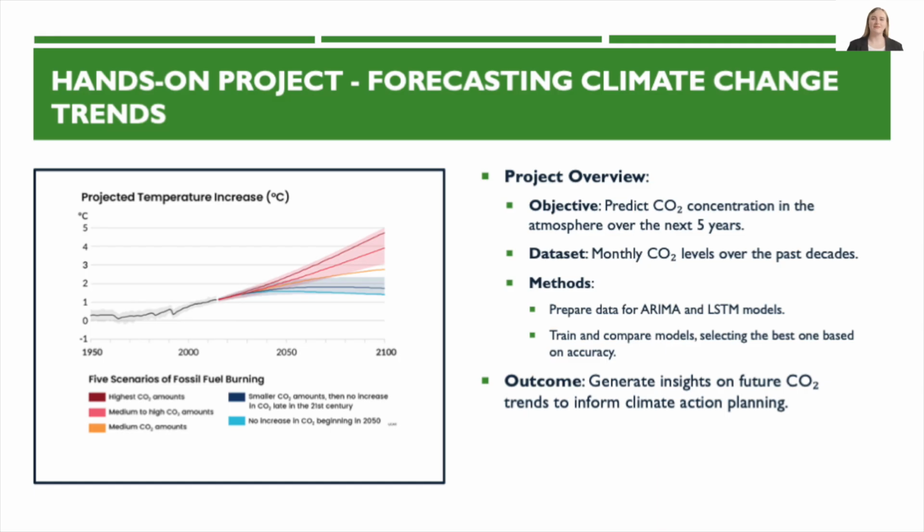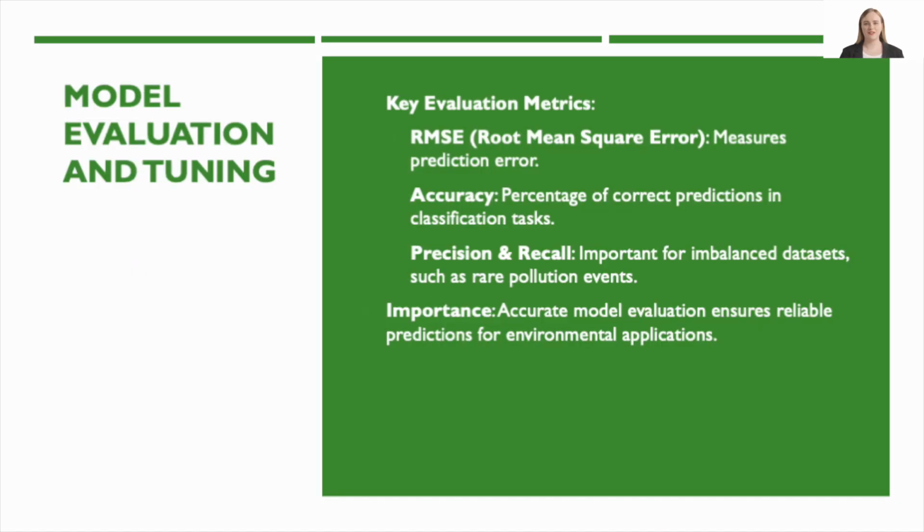By the end, this project will give us insights into how CO2 levels might change in the coming years, which is valuable for climate action planning. Model evaluation and tuning. Once we've trained our models, we need to evaluate their accuracy. Key metrics include RMSE, root mean square error. This measures prediction error and is commonly used for regression tasks.